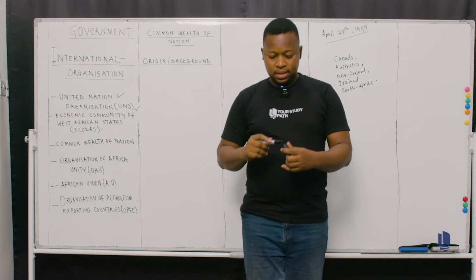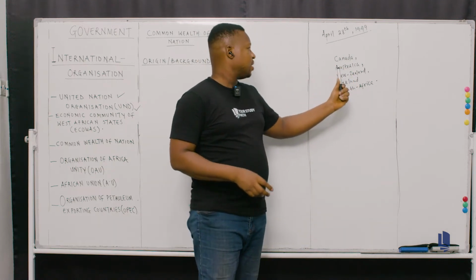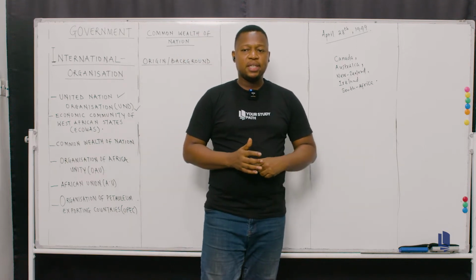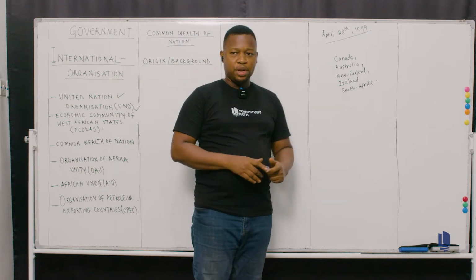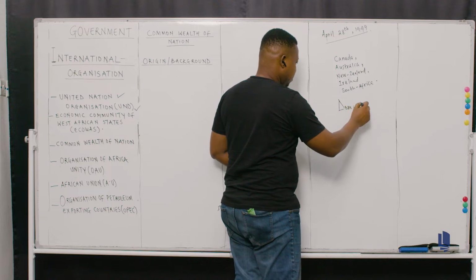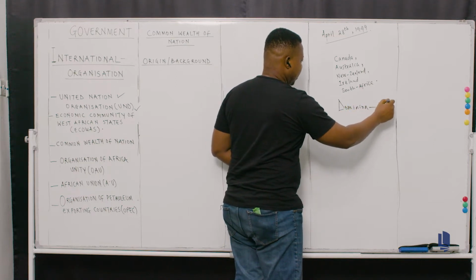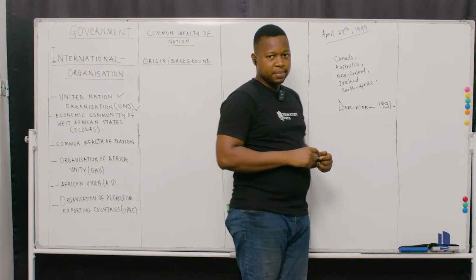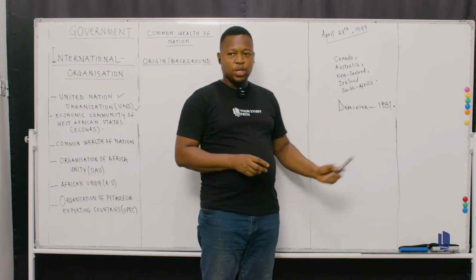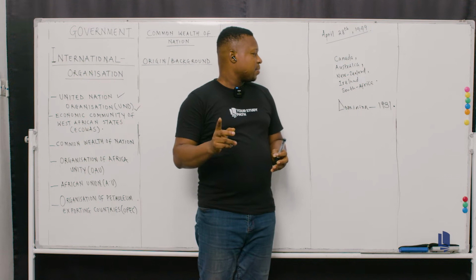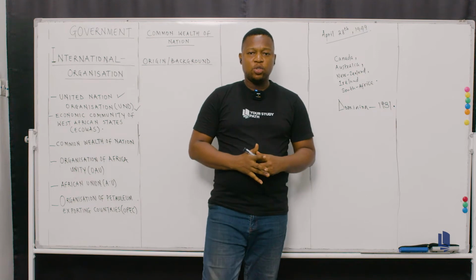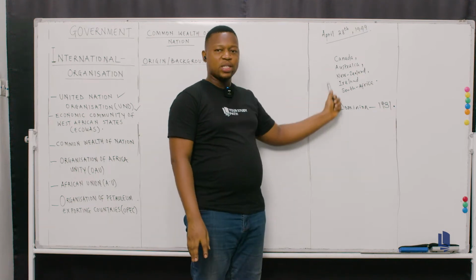Okay, these countries I mentioned on the board, Canada, Australia, New Zealand, Ireland, and South Africa, are countries that were under what? The Dominion. Now, the word Dominion, which you have on the board, was given in 1931. Now, why were they called Dominion? They were called Dominion because at a point, they were given semi-autonomous power to become independent countries on their own.